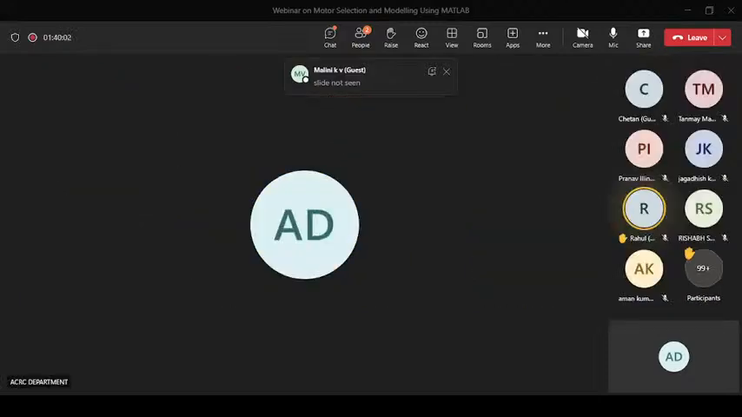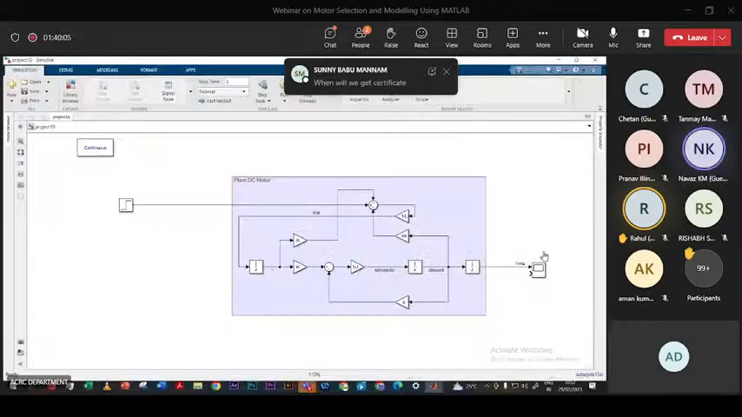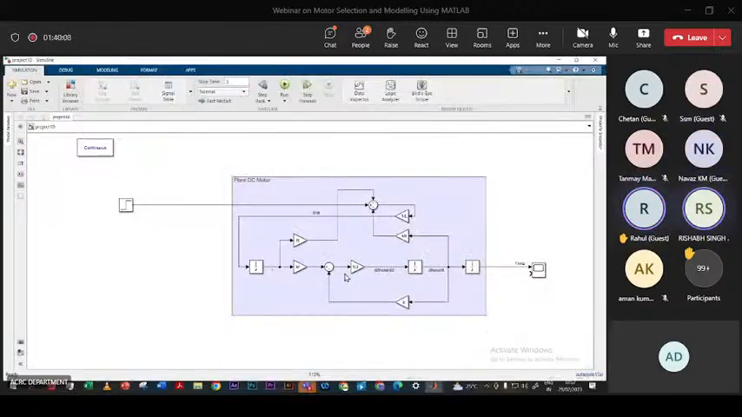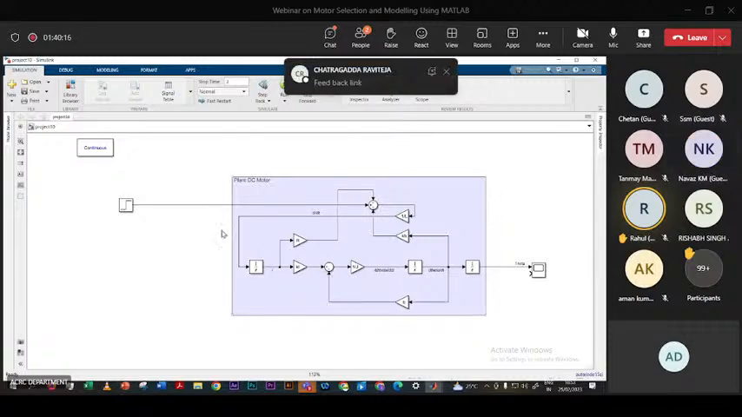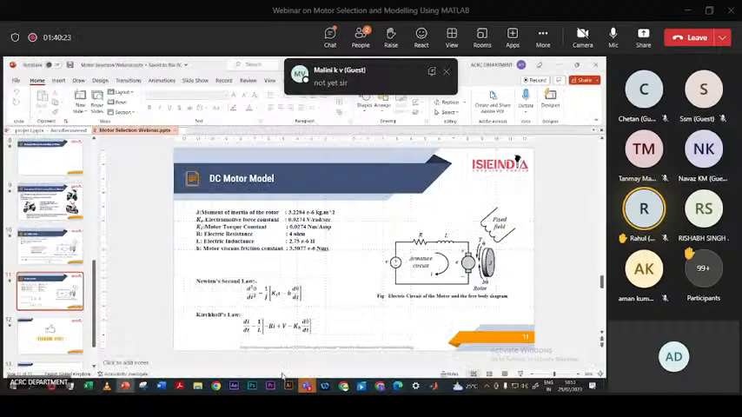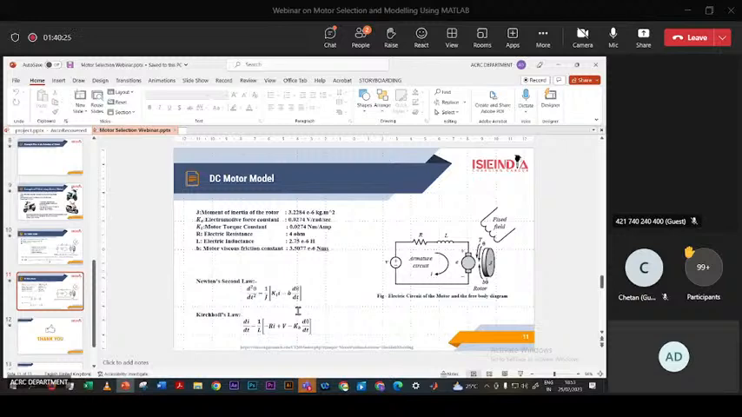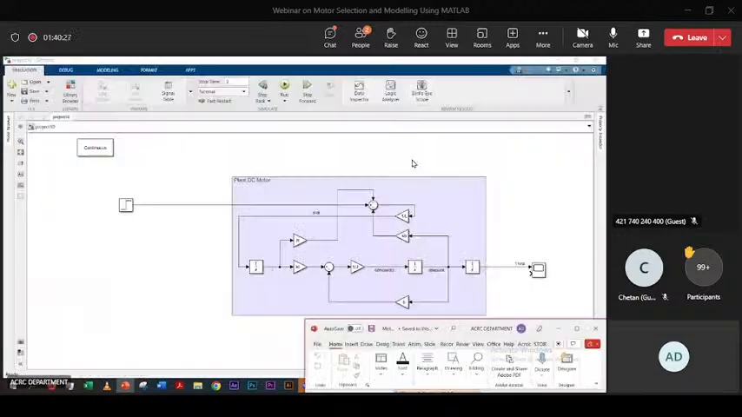So is my screen visible? Yes sir. Okay. So I have used that model. The equations which I have shown you here, this was my model. So I have implemented this model in MATLAB.